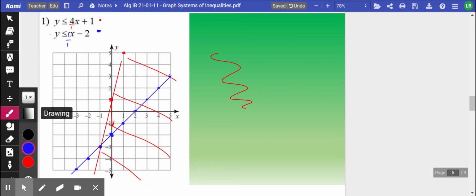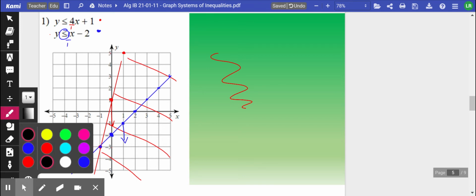And I have to figure out where is down on the blue line. Well, I'm going to pick somewhere already in the red shade. Here, this is y is less than, so I'm shading down. So that means my final answer, which I'll shade in black, is this little piece of the pie.